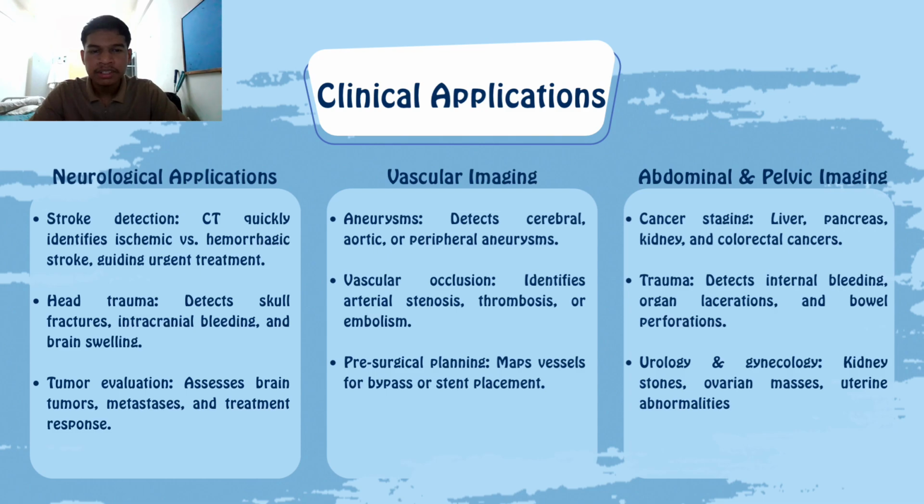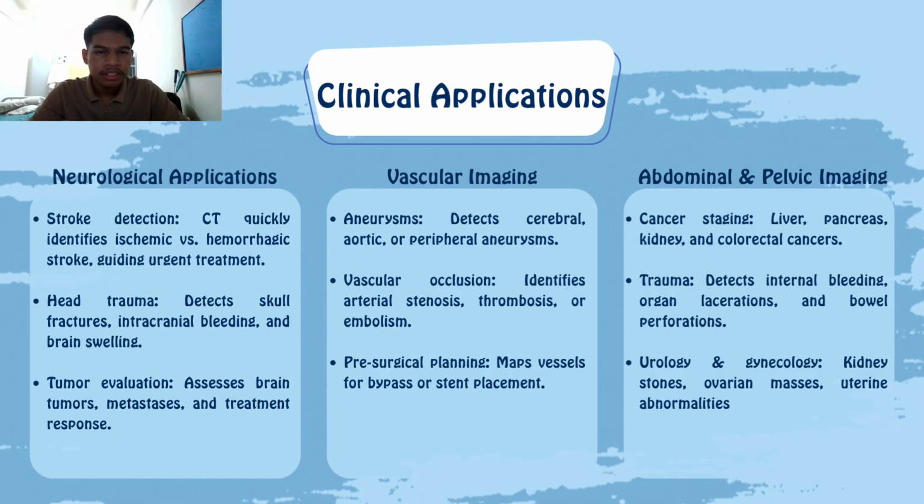Vascular occlusion: identify arterial stenosis, thrombosis, or embolism. For pre-surgical planning, which is to map vessels for bypass or stent placement, it can be used in vascular imaging. And lastly, for the clinical application, there is abdominal and pelvic imaging.